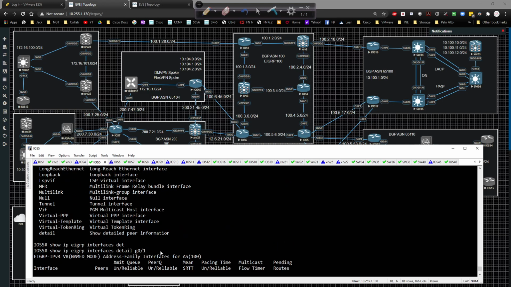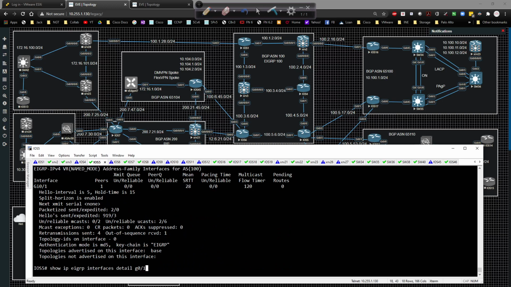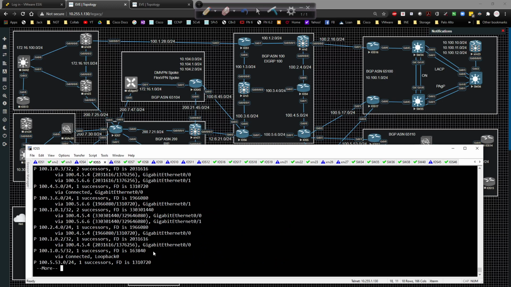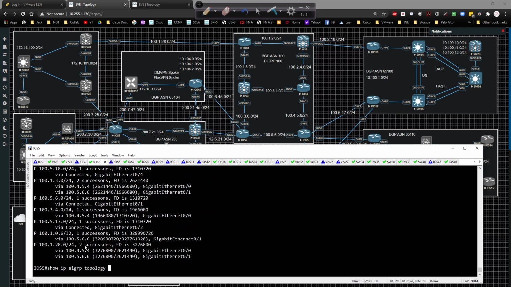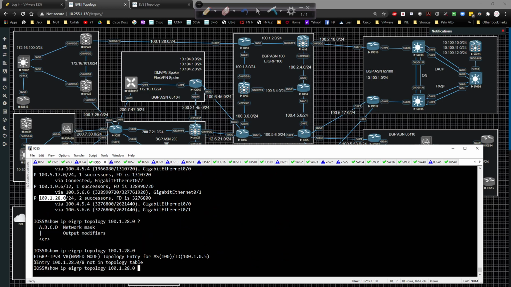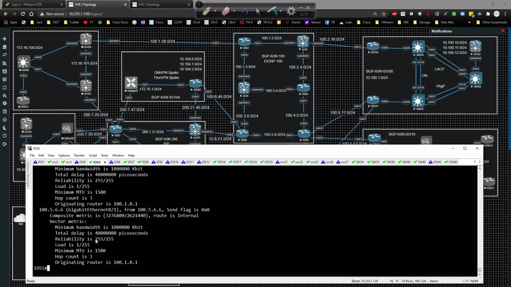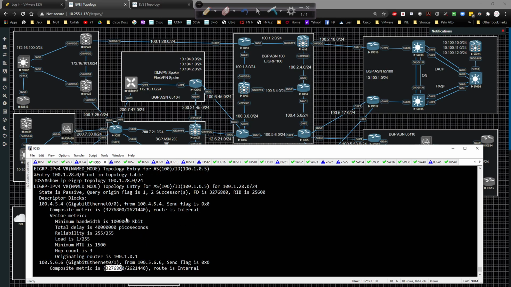The idea is that when we look at the topology table, and we see these outputs, and if we were to grab a specific prefix like 10/128 here, and then look at the outputs, whoops, I meant to say /24, we'll see that the left hand side here is going to be the feasible distance, which we can see right here. The feasible distance is 3276800.